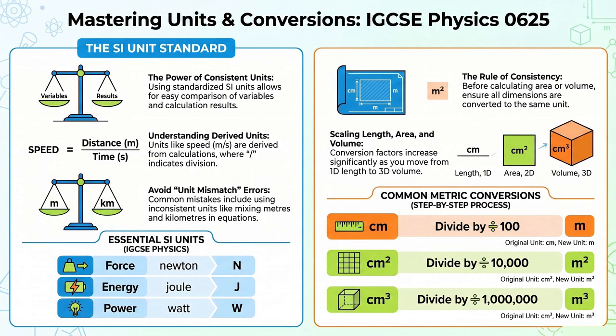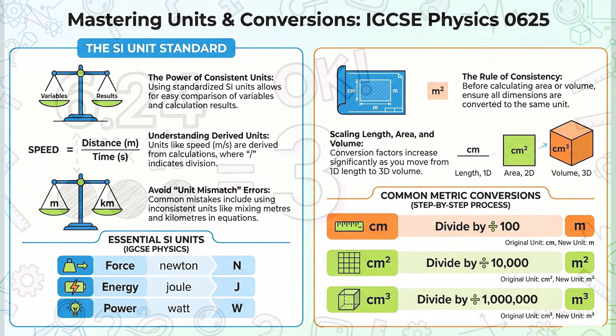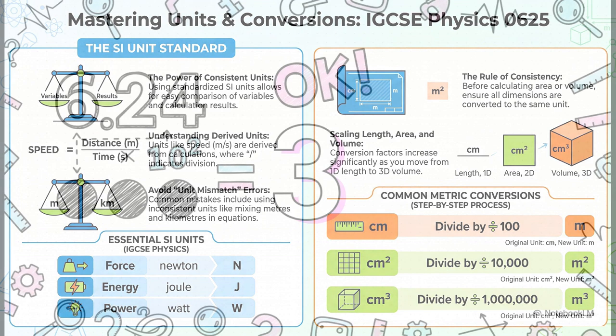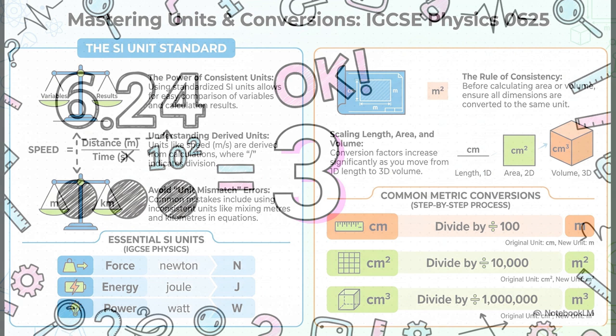Take 6.24 times 10 to the power of 2. You literally only count the digits before the power of 10. So we count the 6, the 2, and the 4. Boom. That gives this number exactly 3 significant figures. Easy, right? Section 3, Spot the Error Challenge. Let's see how sharp you are.